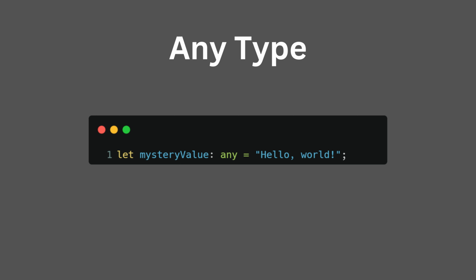Any type. The any type represents a value of any type. This type can be useful in situations where you don't know the type of a value ahead of time. Here's an example. In this example, we declare a variable called mysteryValue and initialize it to a string value. We use the any type annotation to indicate that this variable can hold a value of any type.